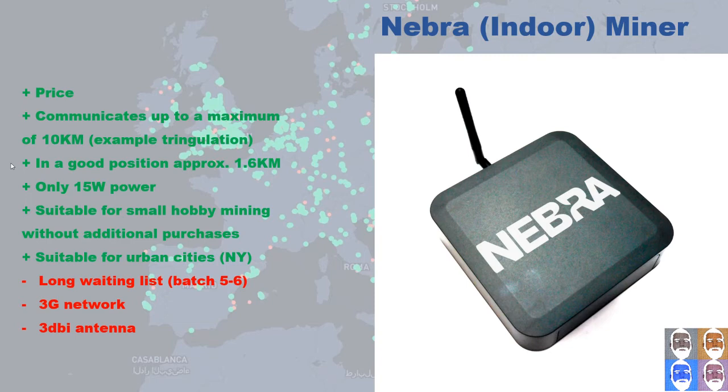So the only bad thing is you have to wait long. That's already batch 5, batch 6, summer, third quarter, from August, maybe September, you will have your batch. 3G network, that's the best thing. You cannot communicate with a strong network, and when you're out of the city, that's not really comfortable. And the 3 dBi antenna, that's from my German presentation, it's not really bad. I will explain later, but for the city it's absolutely not bad, but if you are outside in a rural area, it can be bad if you have hills.